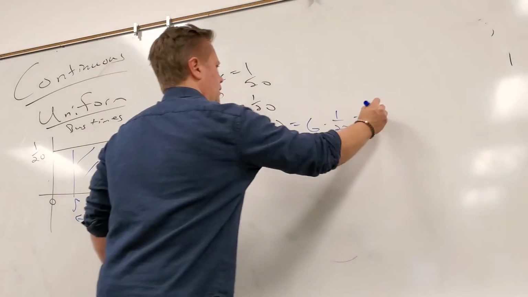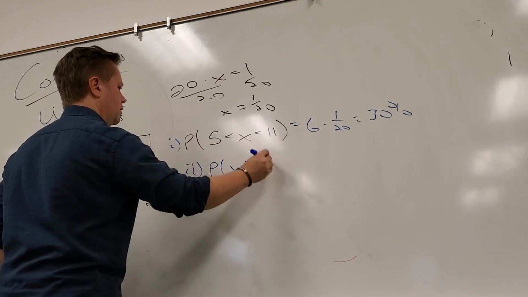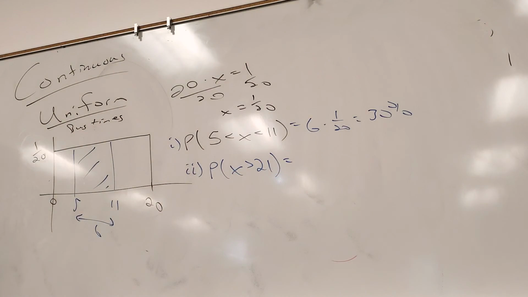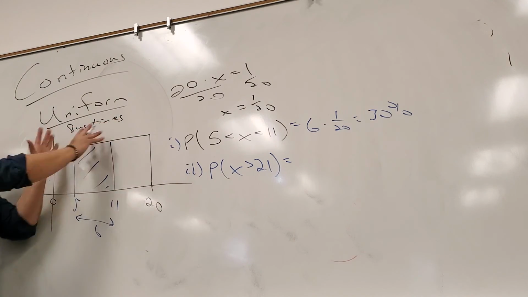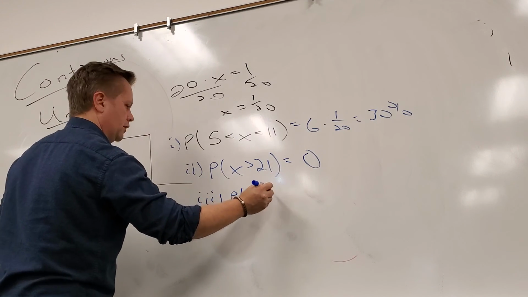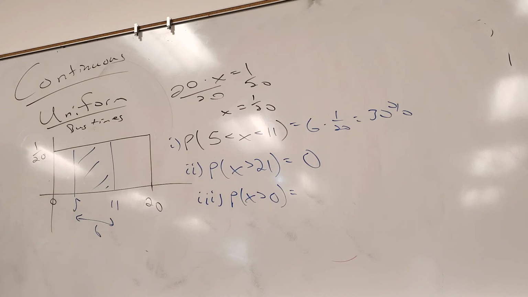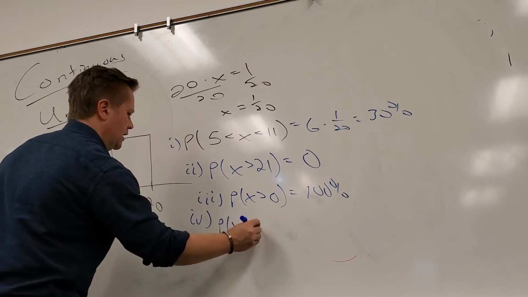Let me ask you, here's a funky question. What's the probability x is greater than 21? Zero. Can't happen. We're assuming this is true. The way this represents it is it goes to 0 chance out there. This is the only stuff that could happen. So that's 0. What's the probability x is greater than, what do you got, Jeff? Greater than 0? 100%. I like it.